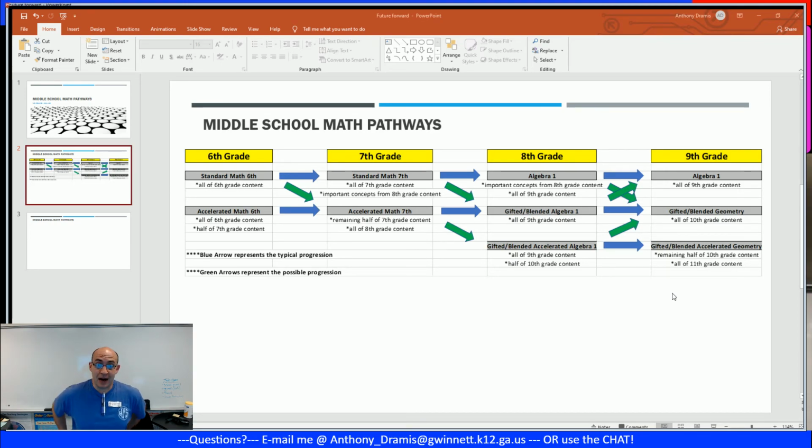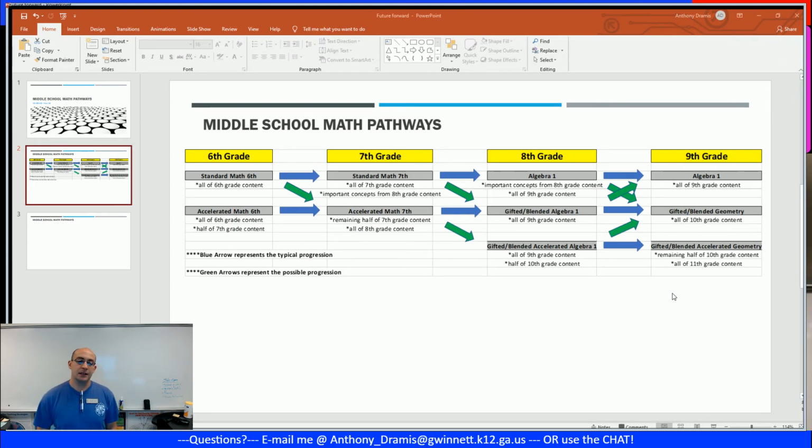Now, the green arrow that you see between 6th and 7th indicates a possible pathway jump. If your child is in standard 6th grade math and they're crushing it, just doing fantastic, they have the ability to move a pathway up to get to accelerated 7th grade math. Your child has to perform at a very high level all year, not just from one point to another, and hopefully we as teachers would catch that before the end of the school year in 6th grade, so we would give them as much input and experience as we can in the 7th grade curriculum. So green doesn't mean it's going to happen, green means it's possible.